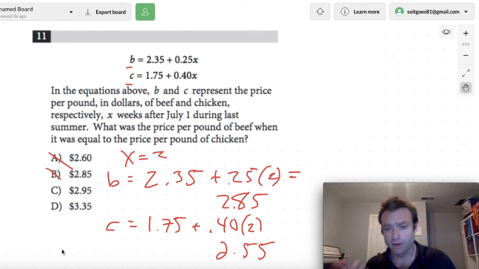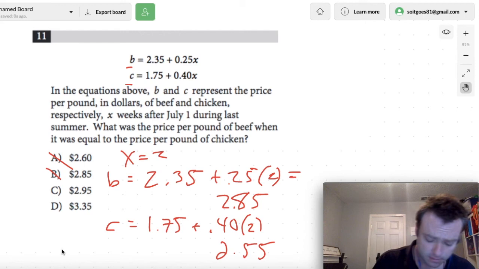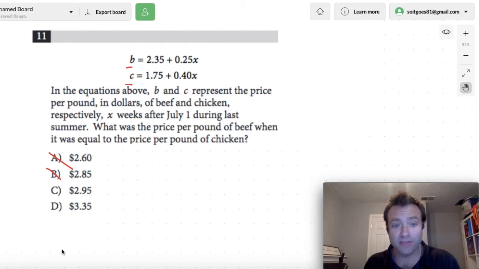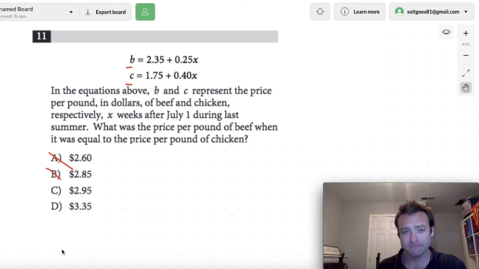C, that wouldn't make sense, so we don't even have to test it. I don't think we can make the beef price equal 295, unless we're talking about some fraction of weeks, which I don't think we're dealing with here. Does that make sense? Yes. So we can just take that one out. D is looking pretty good, but that would be the price of beef at 4 weeks. So let's try that.